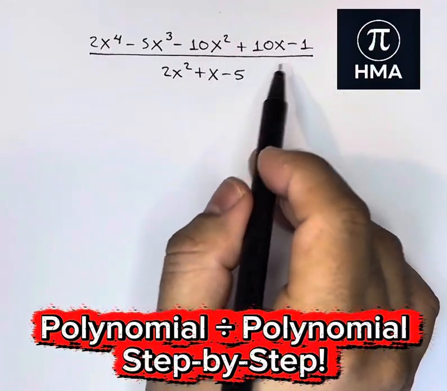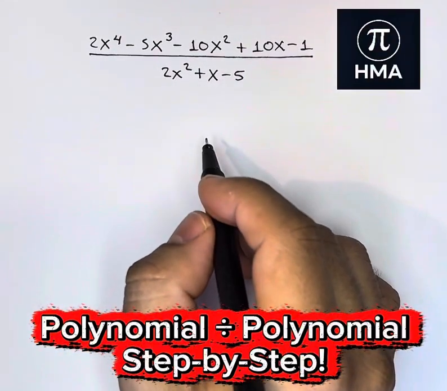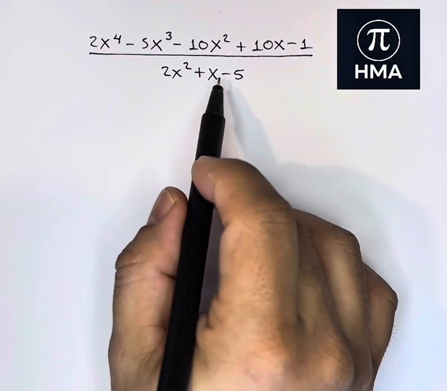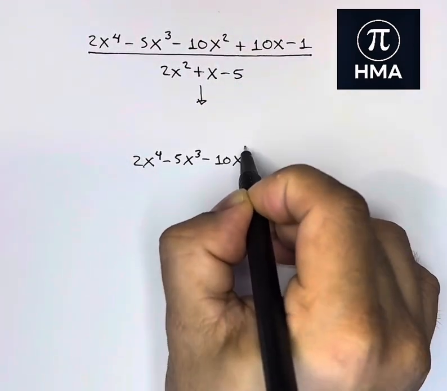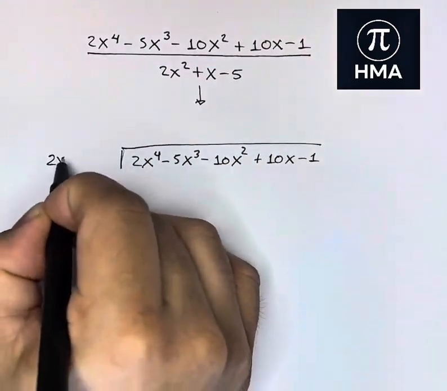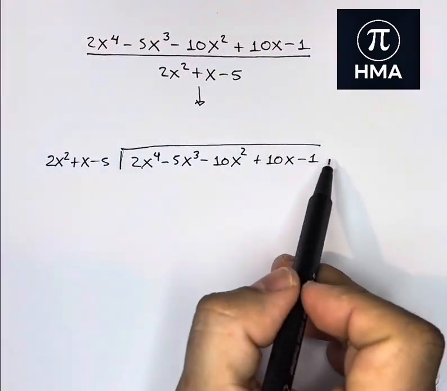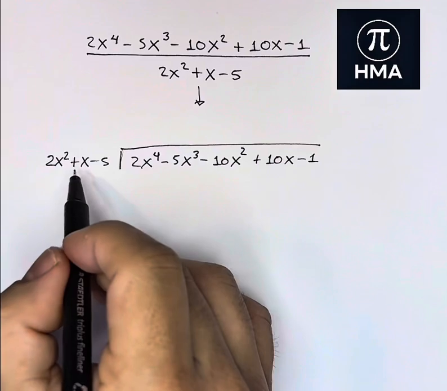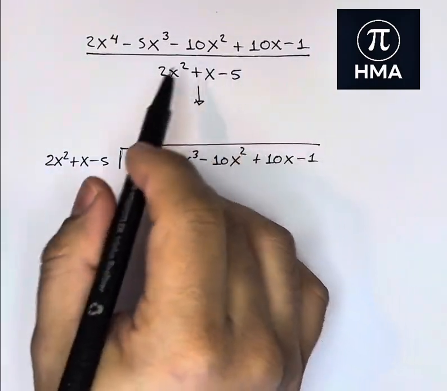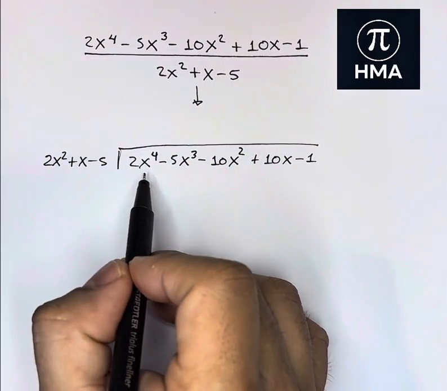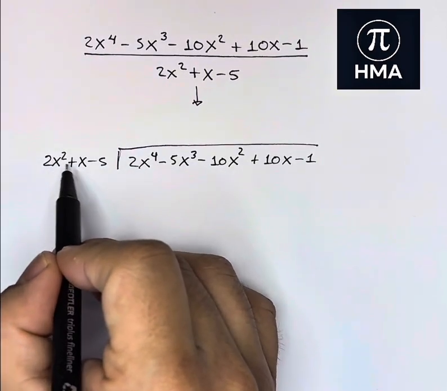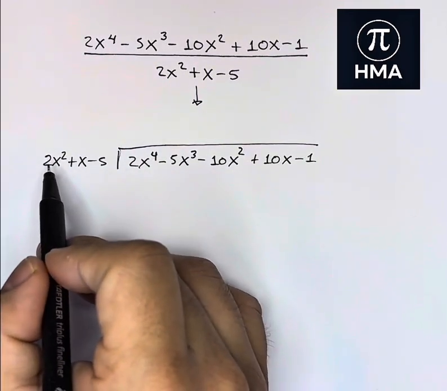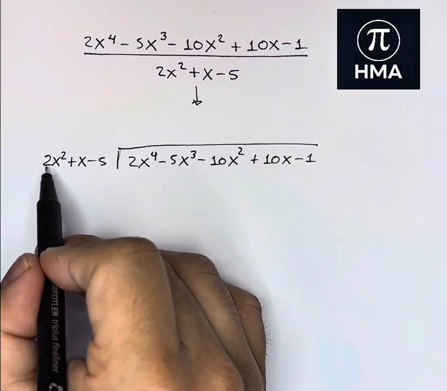Division of a polynomial by a polynomial. The first thing that we need to do here is to rewrite this expression as follows. Then we have the dividend, that is the numerator, and the divisor, that is the denominator here. The first step is to find a term that, when multiplied by this term, we get this one. If you observe, the coefficient is 2 and 2.